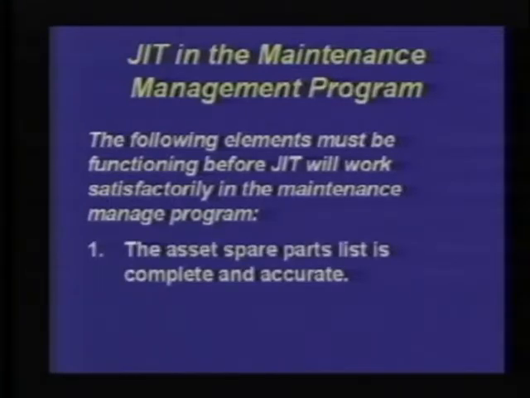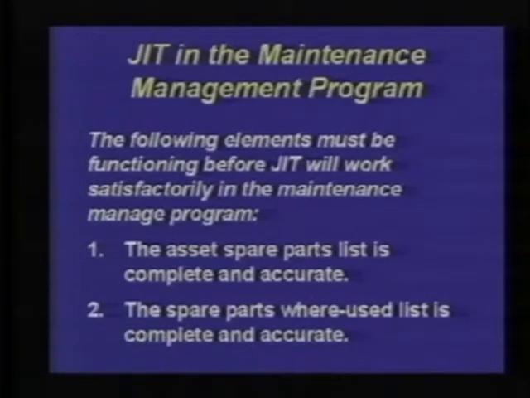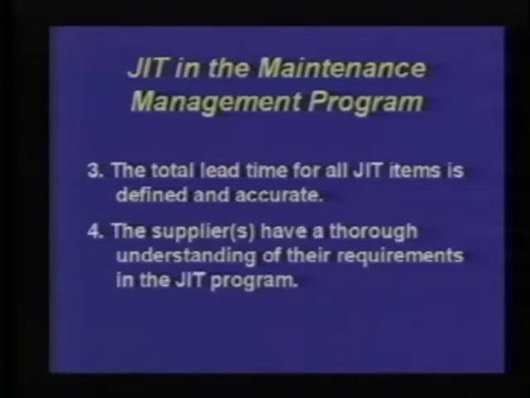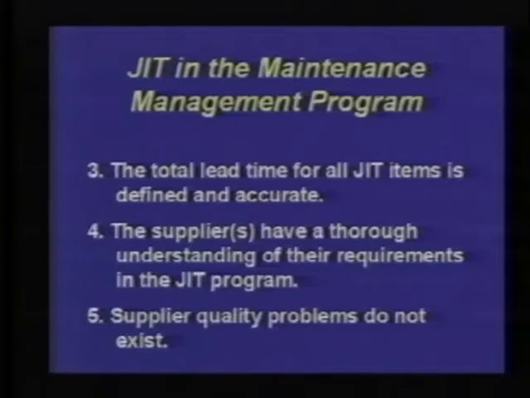Number 1, the asset spare parts list is complete and accurate. It's supposed to be complete and accurate without JIT. Number 2, the spare parts where used list is complete and accurate. 3, the total lead times for all JIT items is defined and accurate. 4, the suppliers have a thorough understanding of their requirements and how they support your JIT program. 5, supplier quality problems do not exist.